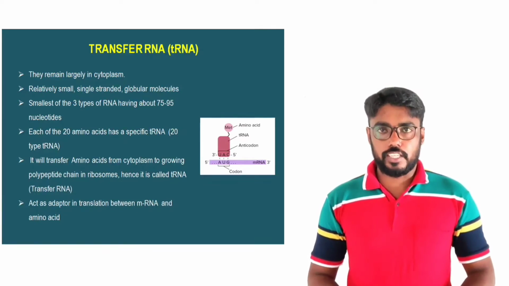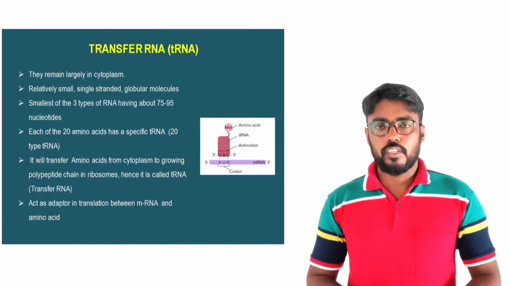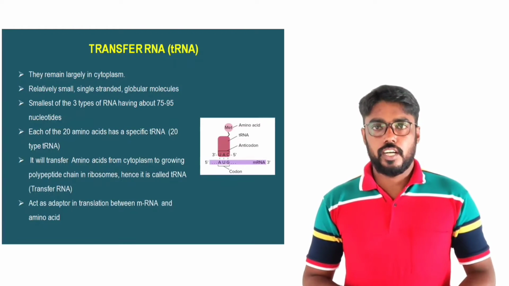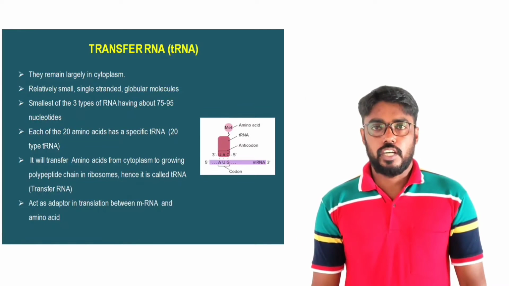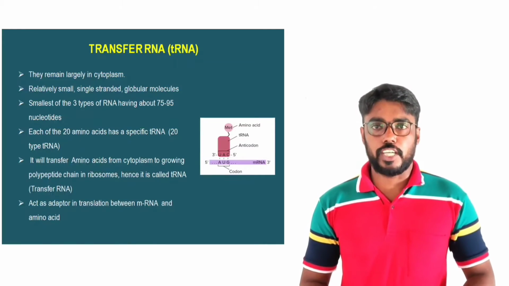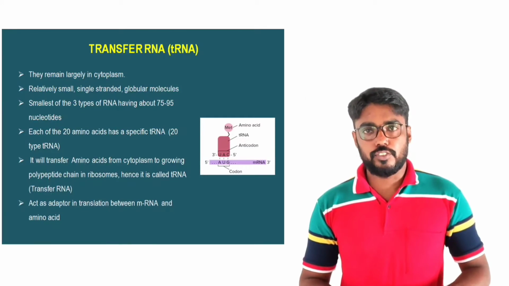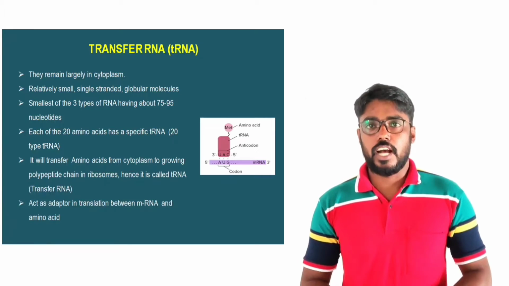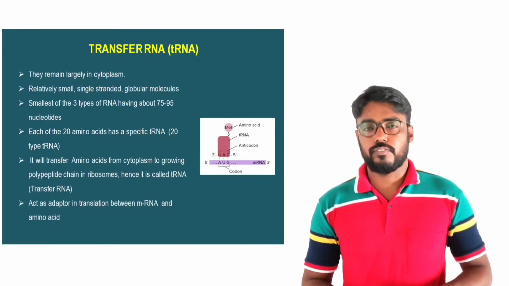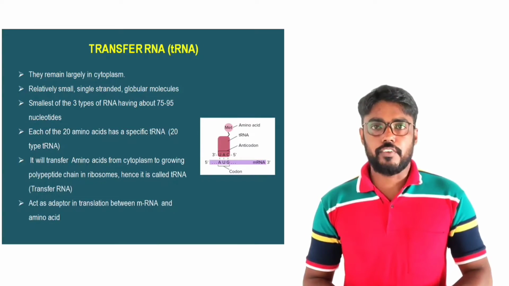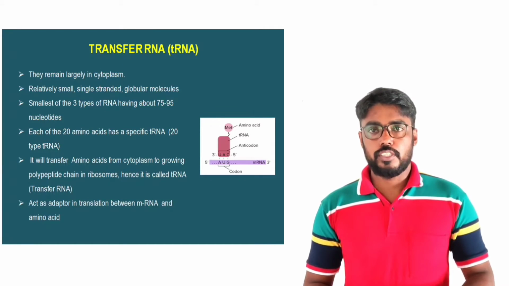Next we can see transfer RNA or tRNA. They are single stranded small globular RNA, and it remains largely in the cytoplasm, and this tRNA or transfer RNA will transfer amino acids from the cytoplasm to the ribosome for protein synthesis. That's why it is called transfer RNA, and it acts as an adapter between mRNA and amino acids. Each amino acid has a specific tRNA. That's why cells have 20 types of tRNA.